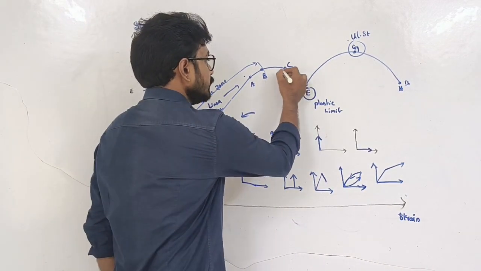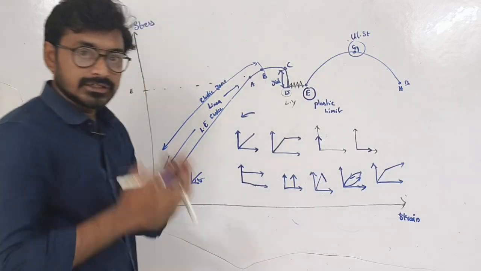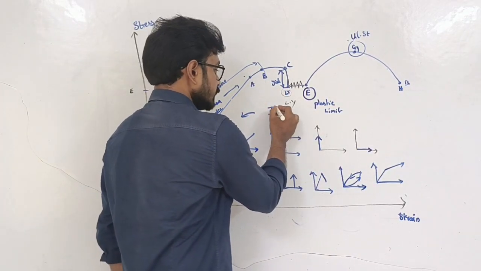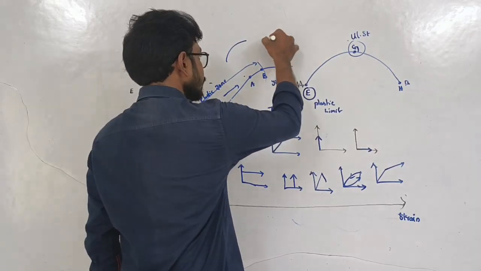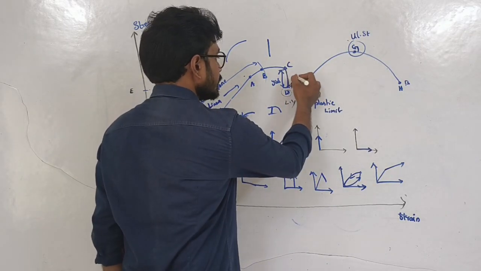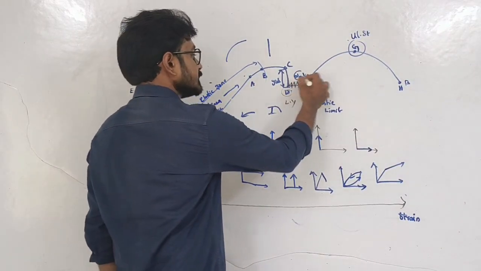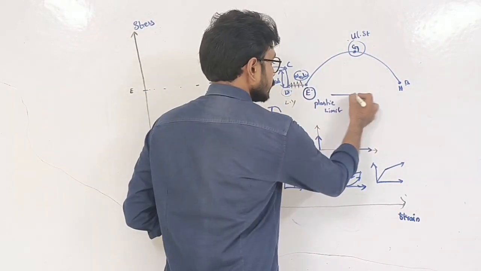From here to here, C to D is the yielding zone. Remember the shape. The shape is very important for further drawings. So the yielding zone will look like this, right? There is a sudden drop. So elastic will look like this, yielding looks like this, and our plastic zone is D to E. C to D is the yielding zone, and D to E is the plastic zone. So the plastic zone is represented in this way, right?